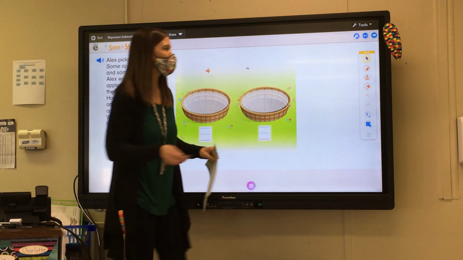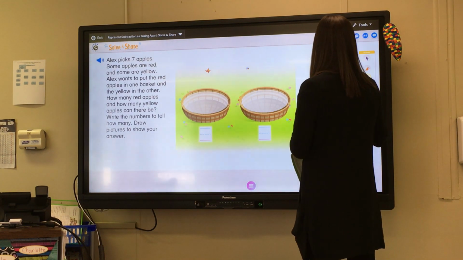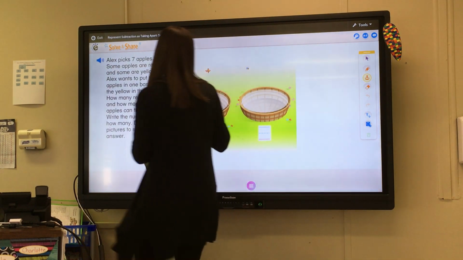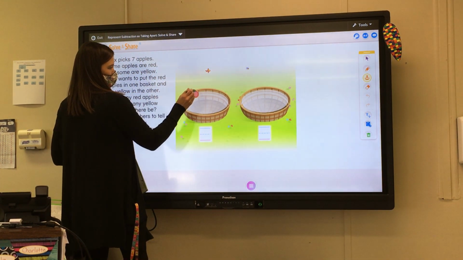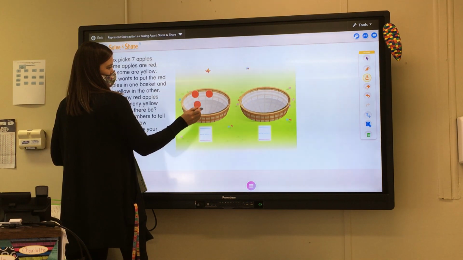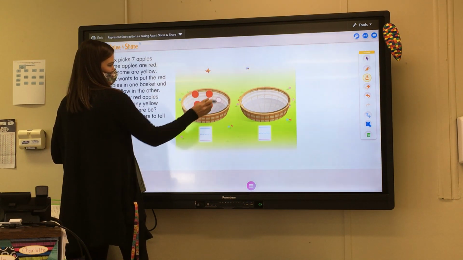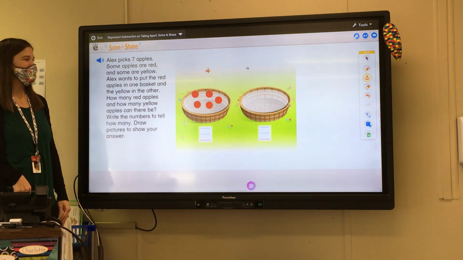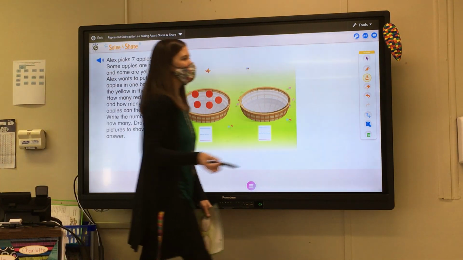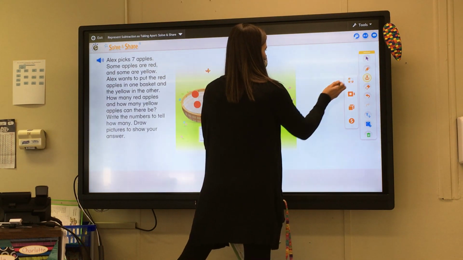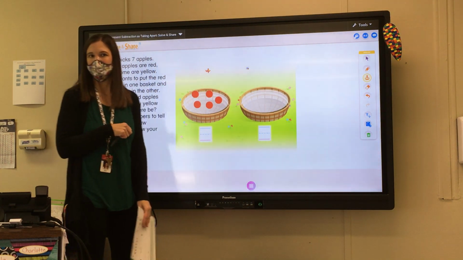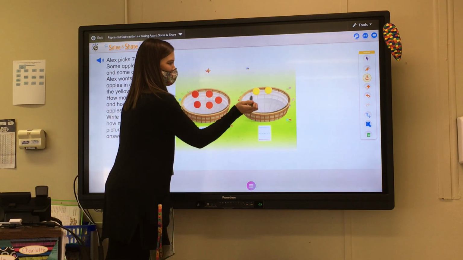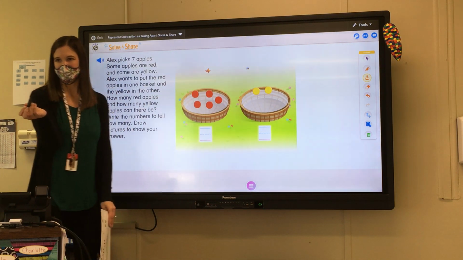So we need to have a total of 7 apples. Some are red and some are yellow. So we're going to put some in this basket. How many red apples did I put in this basket? 5. So we have to make a total of 7. So how many yellow apples am I going to put in this basket here? 2, because we have 5, and then we say 6, 7, right? There's 7 all together now.